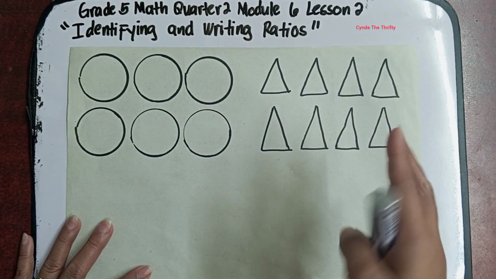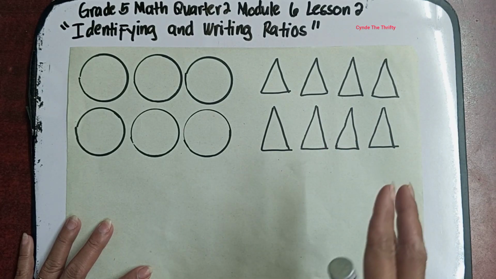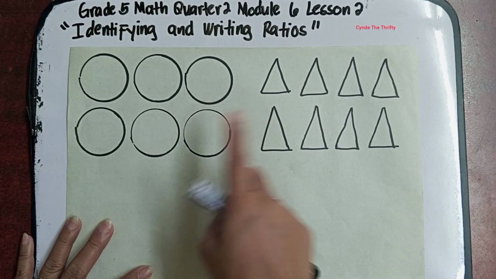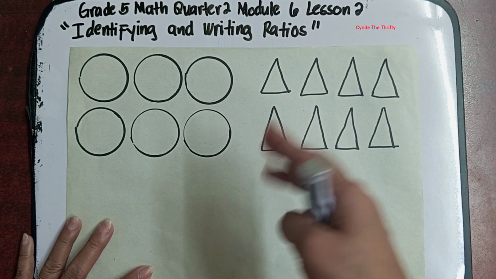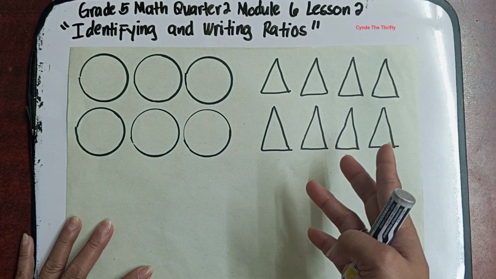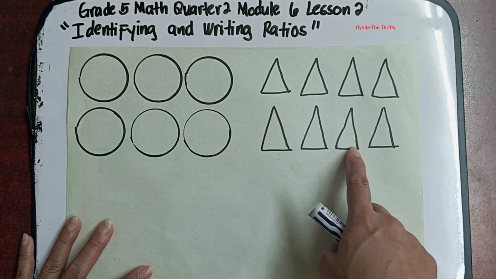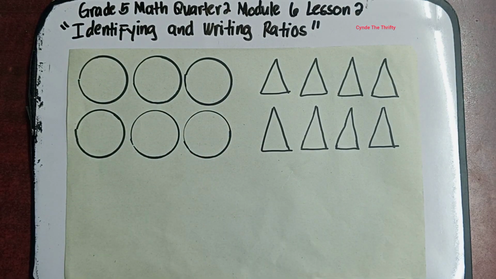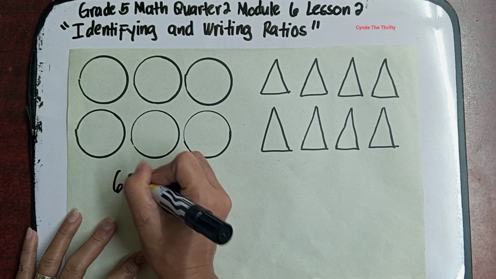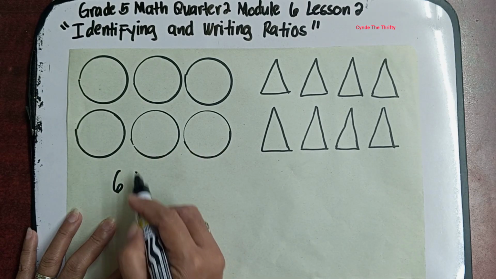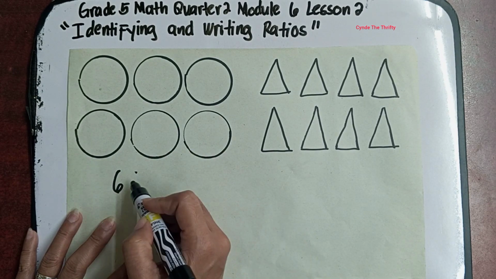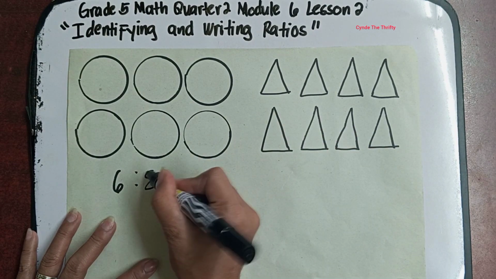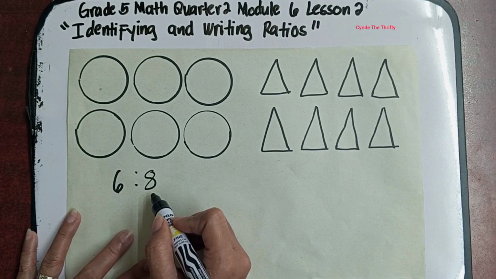Sa ating previous lesson, natutunan natin kung paano natin isulat ang symbol, kung ano yung nauna. So, since ang nauna dito sa ating figure is si circle, so ibig sabihin ang number ni circle ang iuna natin sa pagsulat. Pagkatapos, ang number ni triangle. So, ang circles natin is 6. So, meron tayong 6 na circle. So, 6 is to. Ito yung colon na tinatawag natin. Tapos babasahin natin siya as is to. Ilang triangle? 8. So 6 is to 8. So ito na yung ratio natin.